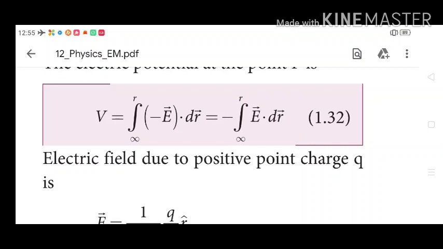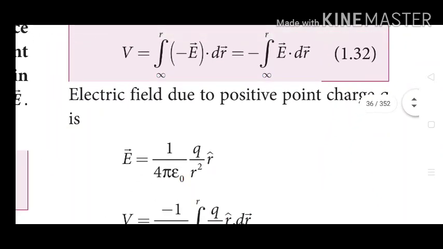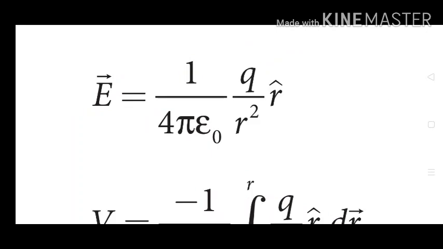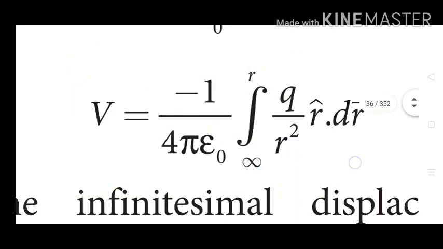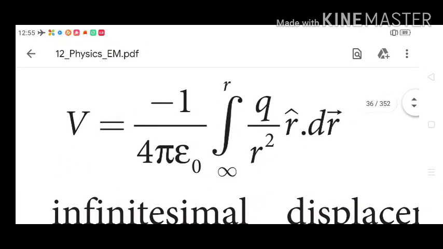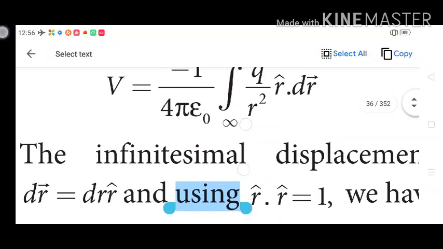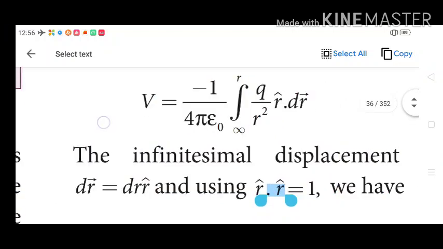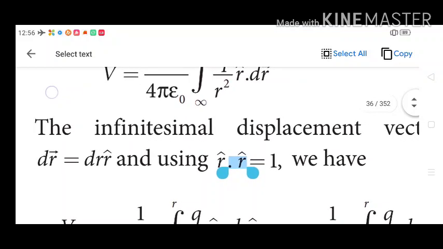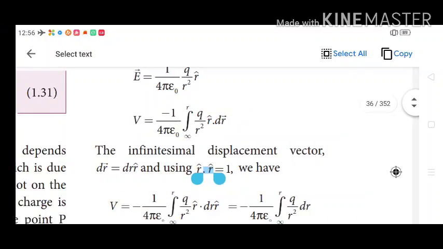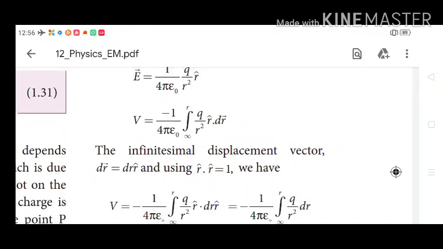The electric field due to a positive point charge Q is E vector equal to 1 by 4 pi epsilon naught, Q by R square, into R cap. We already studied this. Now the potential V is equal to minus of 1 by 4 pi epsilon naught, integration from infinity to R of Q by R square, R cap, into dr vector. The displacement vector dr vector is dr into dr cap, and using R cap dot R cap is equal to 1. We already studied this in the 11th standard, second lesson.